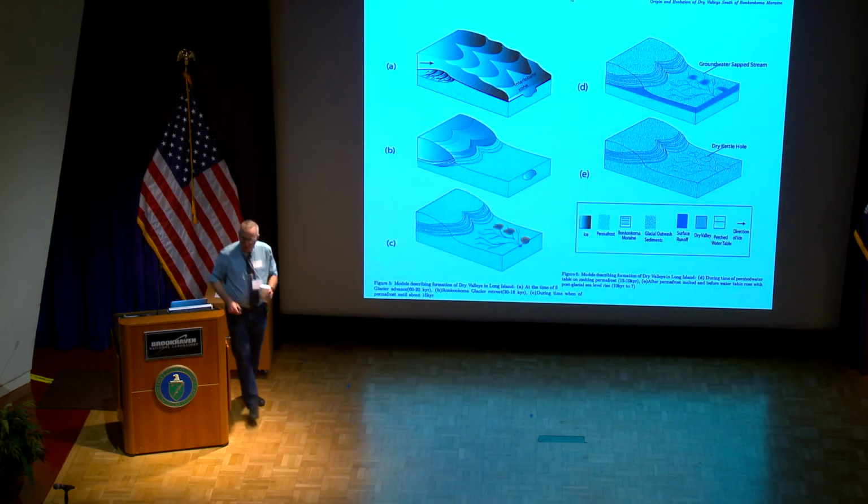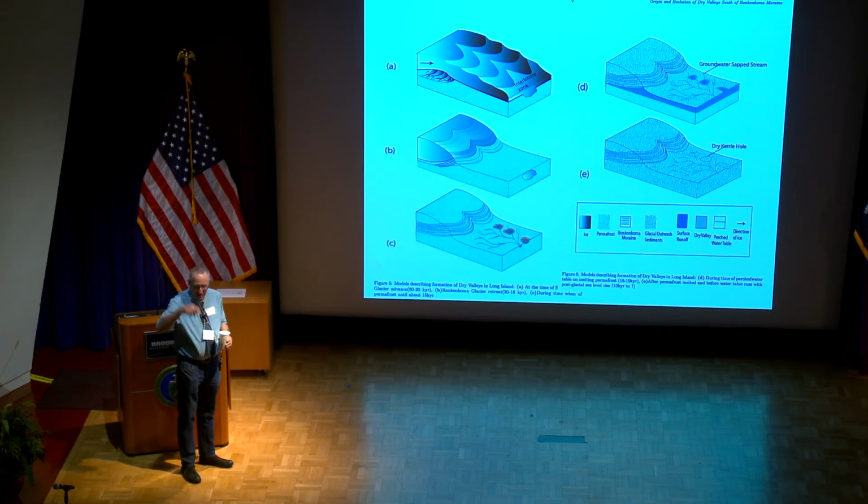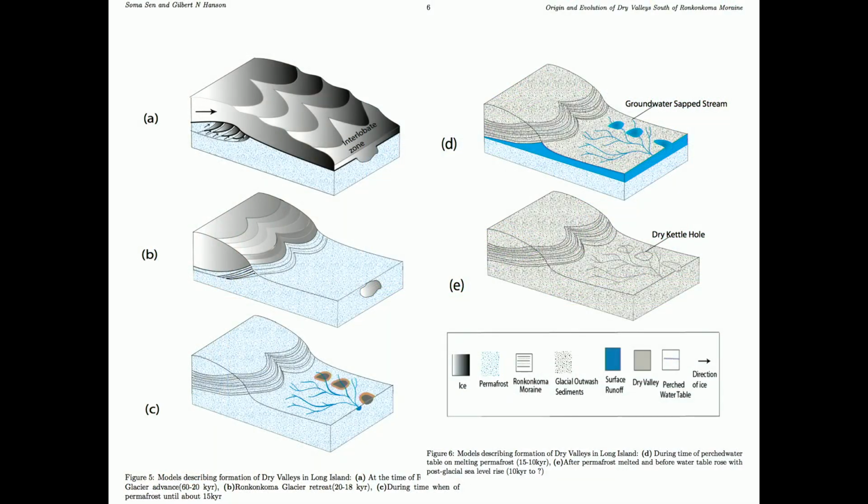Turns out that you can explain this if you think about the fact that when these valleys were eroded, Long Island was a permafrost region. So the glacier retreats, but it's still cold, so you have this permafrost, and the permafrost forms a perched water table that allows water to collect on the surface and start to erode these valleys.